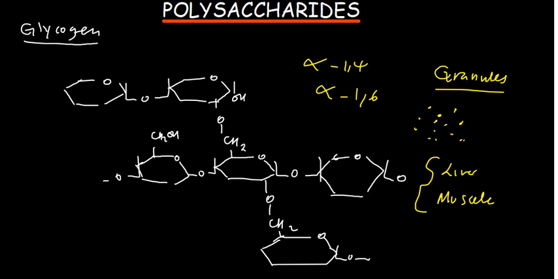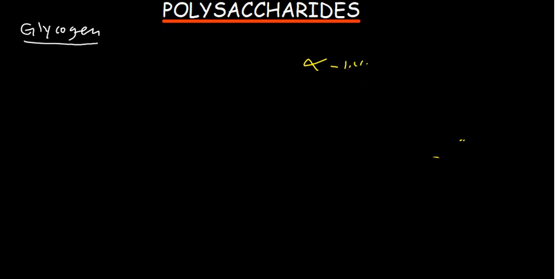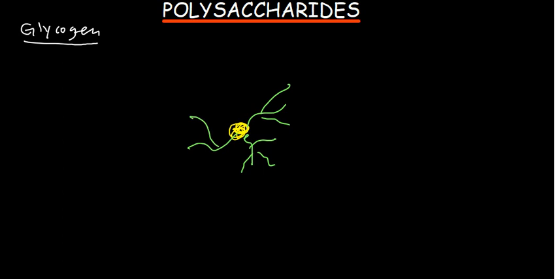The glucose chains of glycogen are organized in branches like a tree, originating from a protein molecule at the center of the structure. Since we've already seen the structure, I'm not going to remove it. At the middle you've got a protein molecule, and then the glycogen chains originate from it like that. This is how it is found in cells.